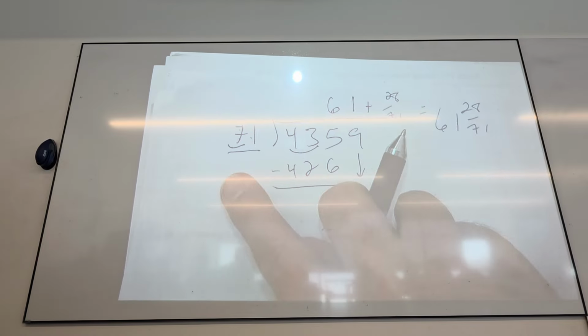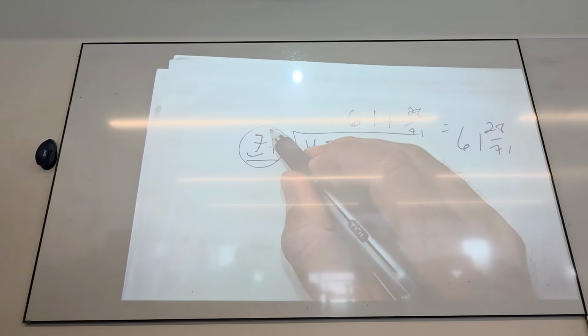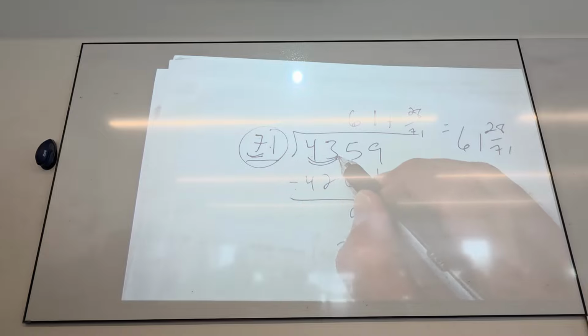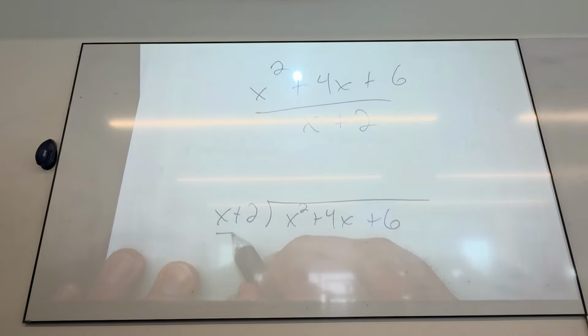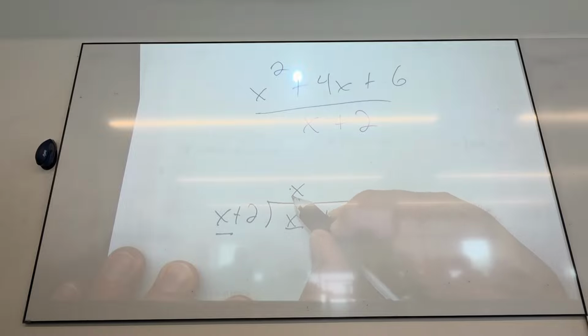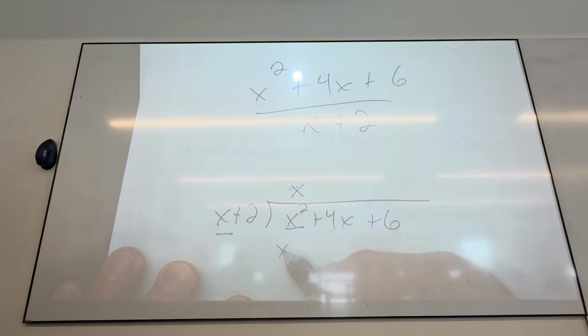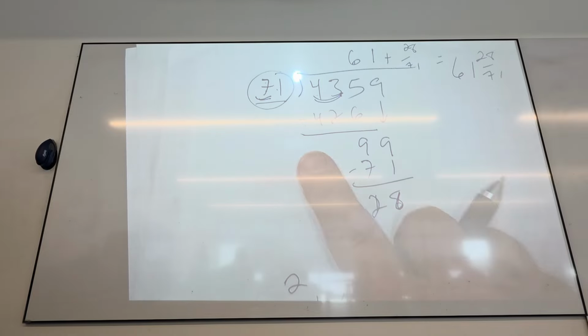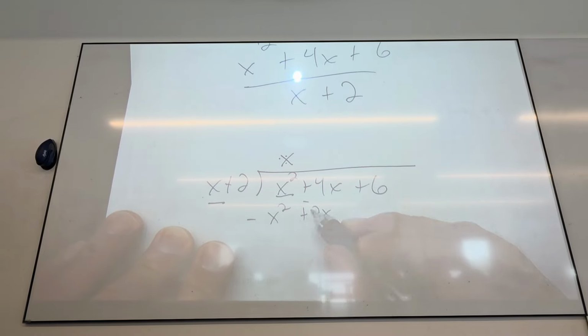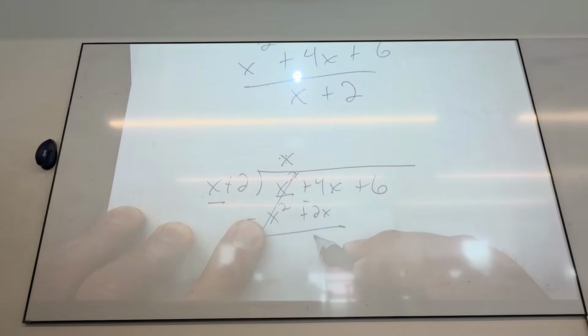How did I do this? Did I look at the whole 71? No, I looked at 7 and I looked at 43. All right. X times what is x squared? X. X times x, x squared. X times 2, 2x. Then what did I do? You subtracted. That's right, I changed the sign. These cancel. What's 4x minus 2x? 2x. And then I bring down plus 6.